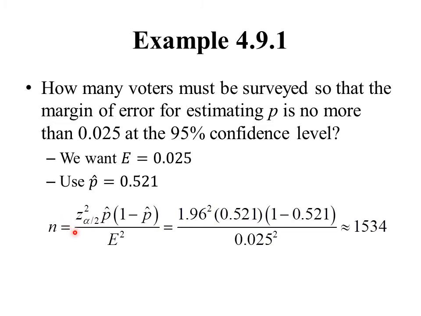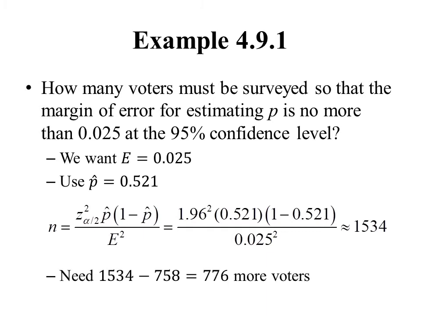We're told to use a 95% confidence level, and so our critical value is 1.96. Square that, times p-hat times 1 minus p-hat, divided by E squared. And we do that arithmetic, and the final answer that we get, we're always going to round up to the next whole number. Remember, sample size has to be a whole number, and a bigger sample size is better than smaller, so we're always going to round it up. So there, that tells us we need a total of about 1,534 voters.